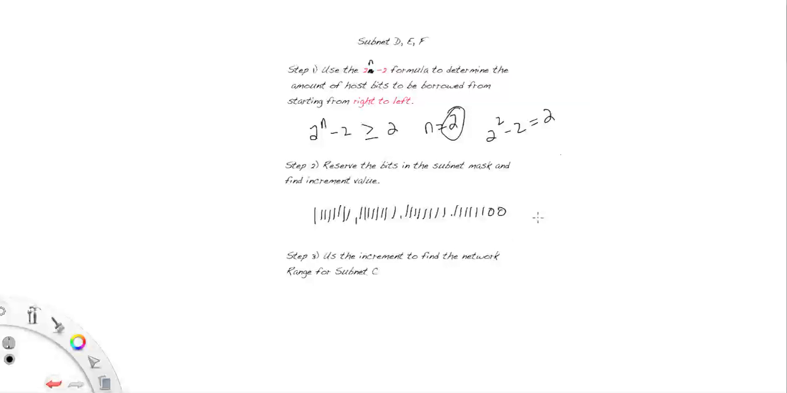And so this is a common subnet mask for your WAN links. This is a /30 subnet mask. And we also have to find our increment, which is 4. So use the increment to find the network ranges. We'll do that.